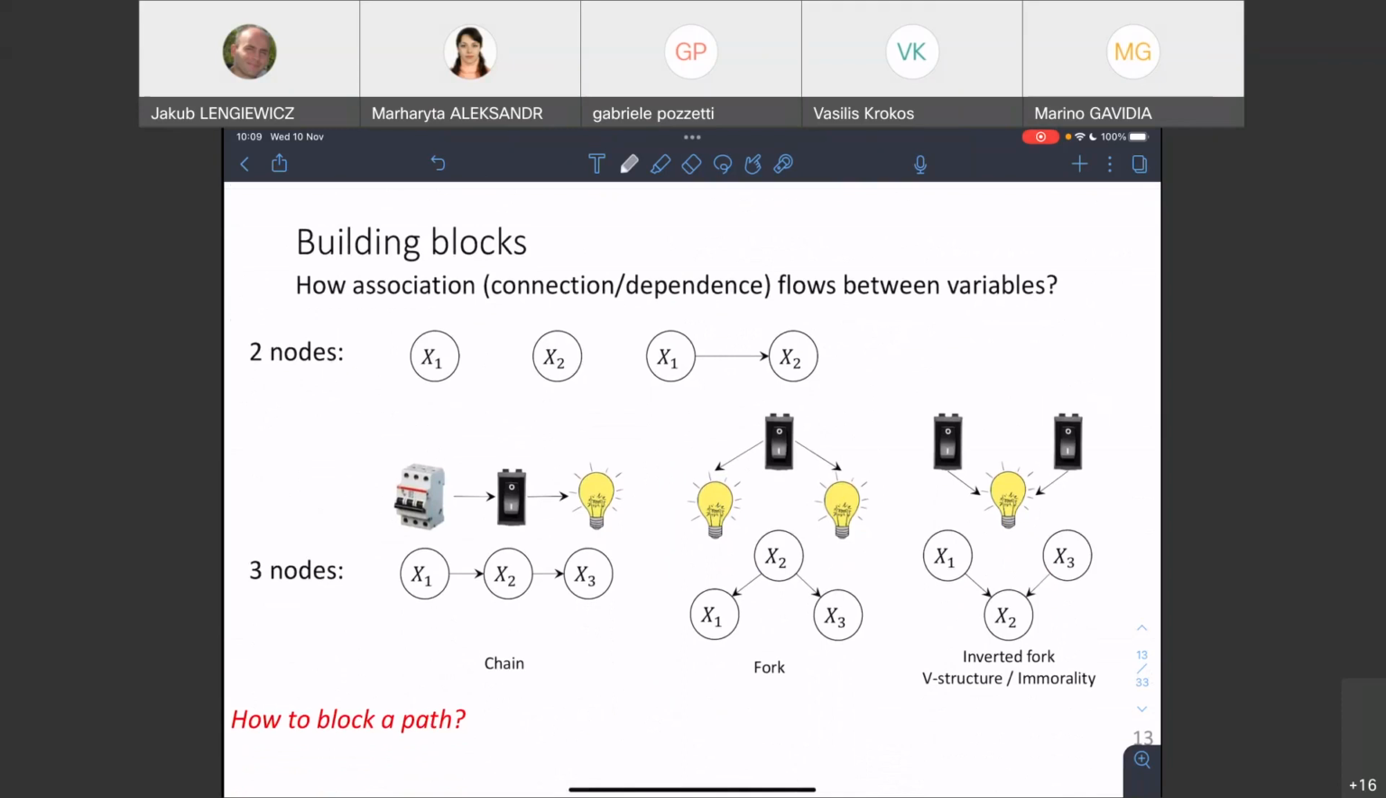To answer this question, we'll consider first the so-called building blocks of the graphs. These are small graphs that contain only 2 or 3 nodes, and we will use this reasoning to build the general conclusions afterwards. So let us start with the 2 nodes graph.